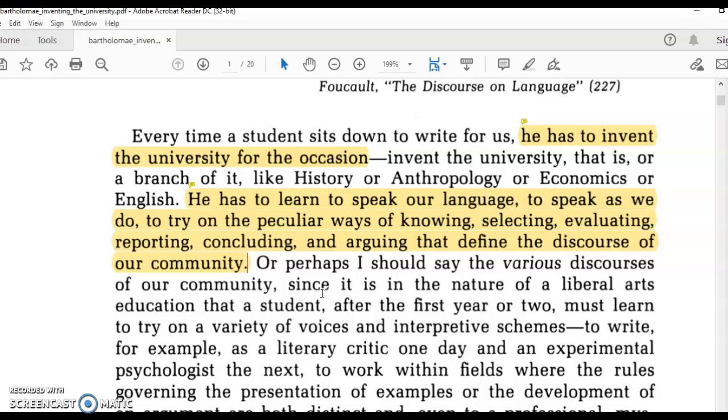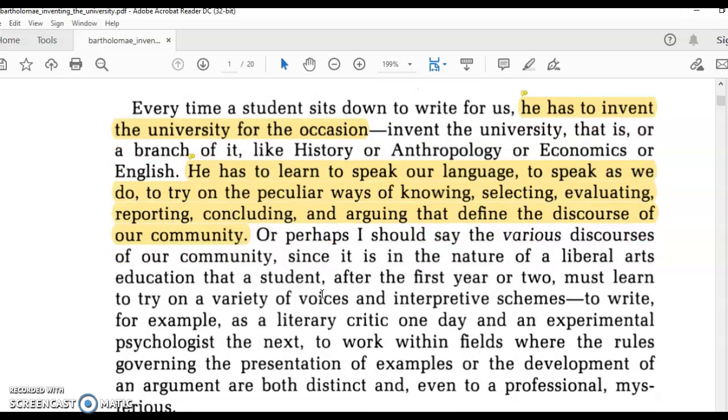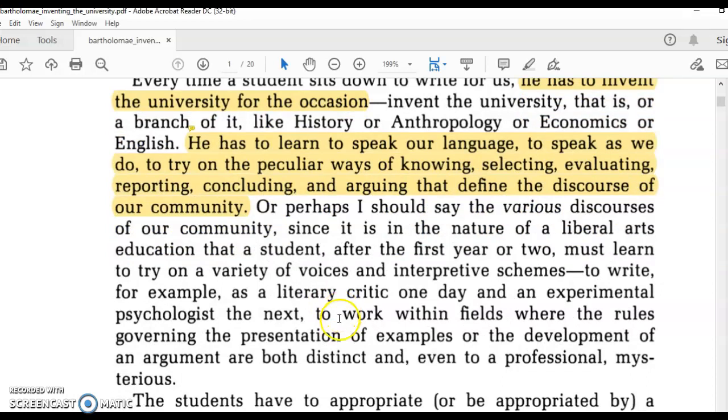To continue, or perhaps I should say the various discourses of our community, since it is in the nature of a liberal arts education that a student, after the first year or two, must learn to try on a variety of voices and interpretive schemes. To write, for example, as a literary critic one day, and an experimental psychologist the next. To work within fields where the rules governing the presentation of examples or the development of an argument are both distinct and, even to a professional, mysterious.